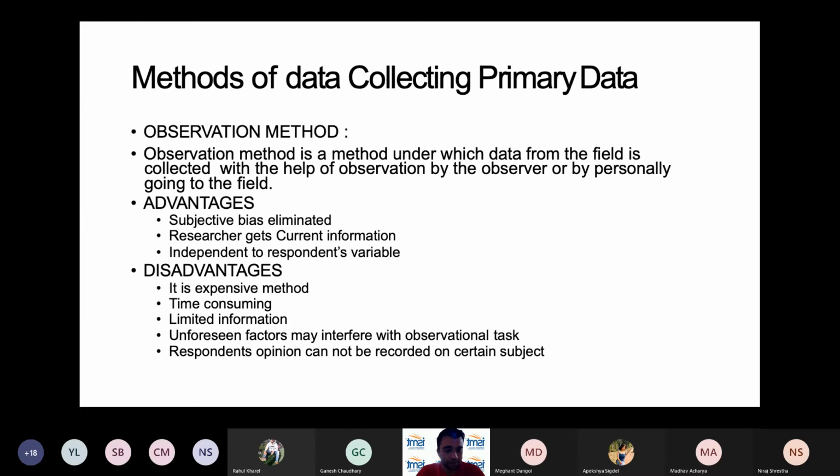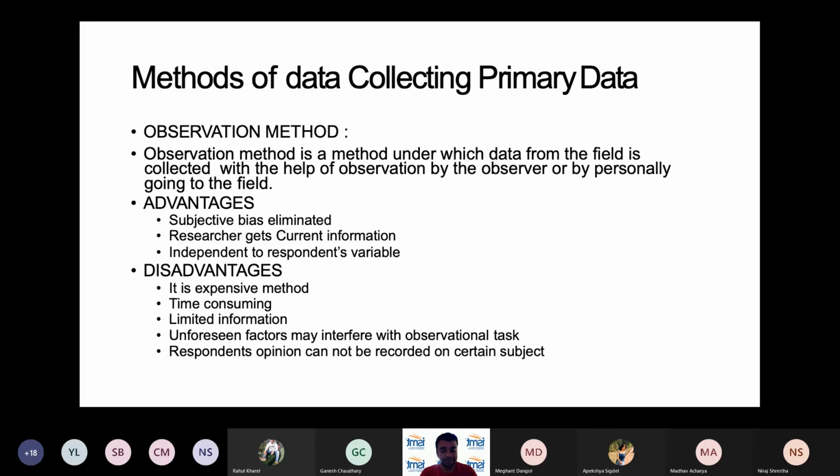The main advantage is that subjective bias is eliminated. The researcher gets current information independent of respondent variables. Subjective bias eliminated means you are not interacting. You can interact or intervene also, as there is a type of observation for that, but you are not asking any question to the participant. So at that time it might eliminate the subjective bias. In a questionnaire, what will happen if one question is skipped by your respondent? In the analysis part it might hamper, so that might be the case in a questionnaire, but that is eliminated in observation.